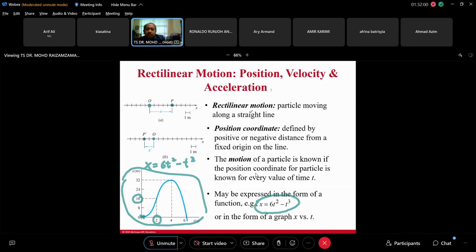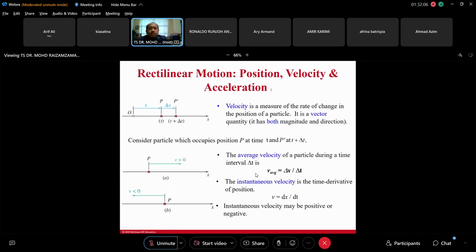Now class, let's look at how to get the acceleration. Before acceleration, velocity first. So how to get the velocity? What is the velocity? It is the rate of change in the position of the particle. It is a vector. Let's say x equals 6t squared minus t to the power of 3. How do you calculate velocity?